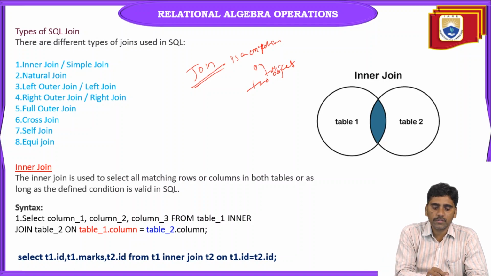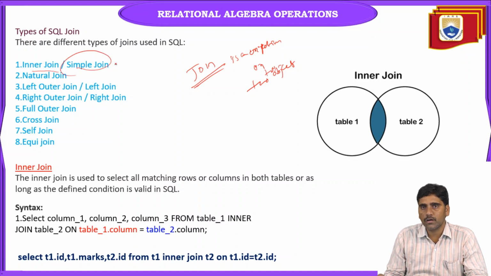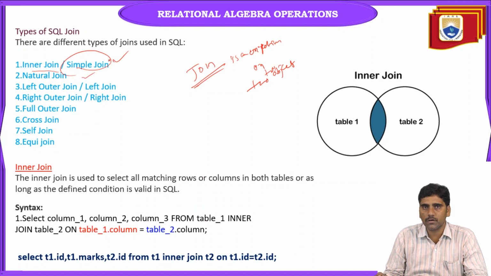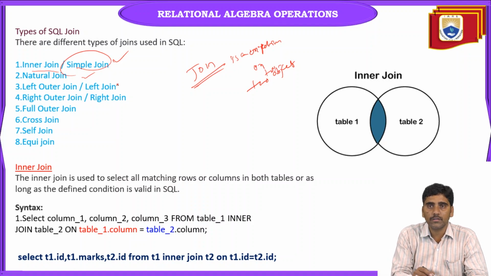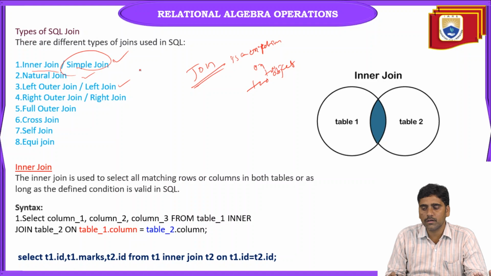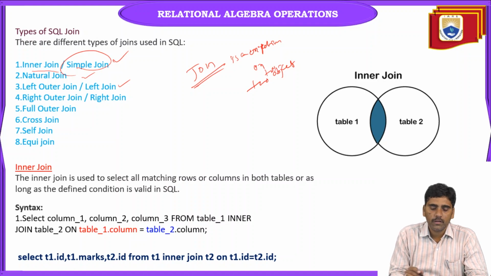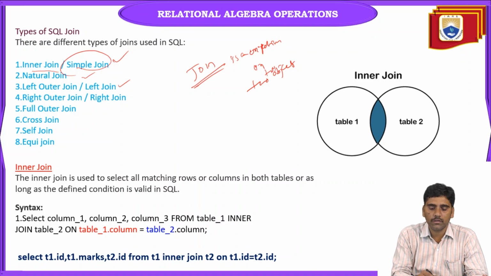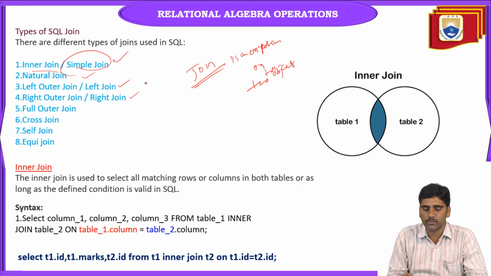The first one is inner join or simple join. The second one is natural join. The third one is left outer join or left join. The fourth one is right outer join or right join.